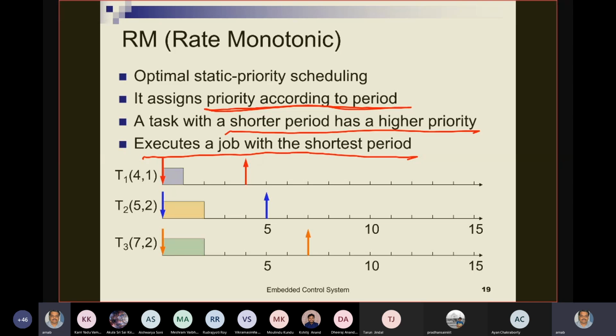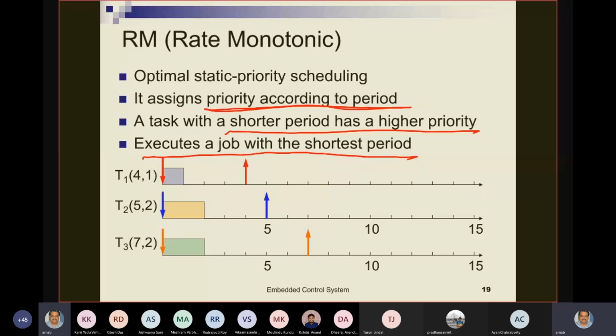We are given three tasks, T1, T2, and T3 here. Are you able to see? Are you with me? Slide number 19. Yes, sir. So we are given three tasks. You see that task 1 has a period of 4 and an execution time of 1. Task 2 has a period of 5 and an execution time of 2. Task 3 has a period of 7 and an execution time of 2. Therefore, task 1 with the shortest period has the highest priority. Task 2 with the second shortest period has the second highest priority. And task 3 with the largest period value has the lowest priority among all of these.